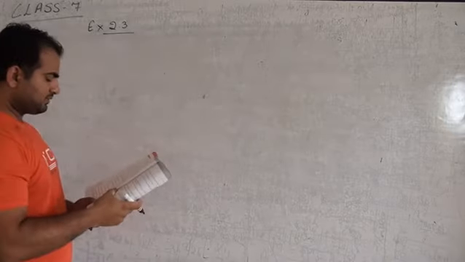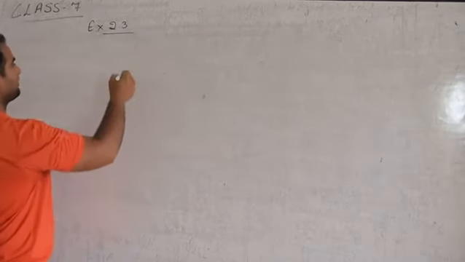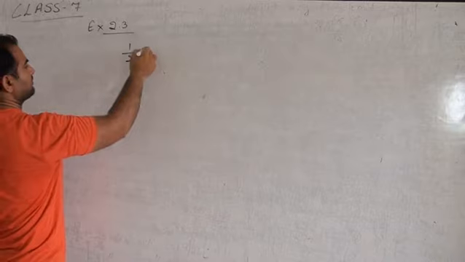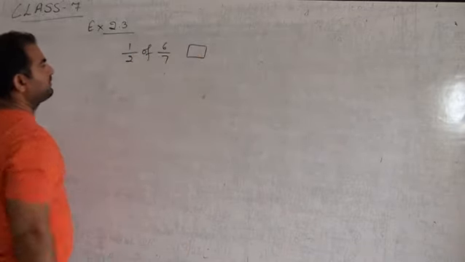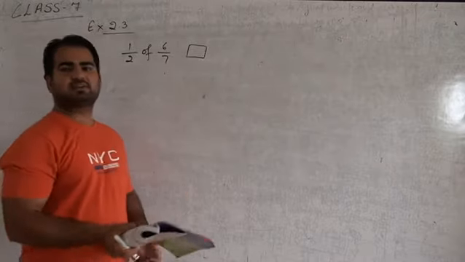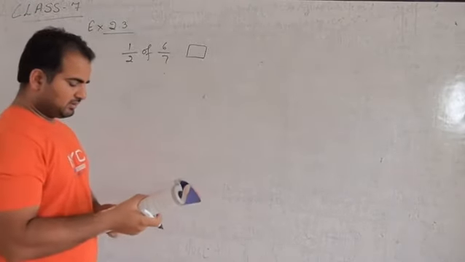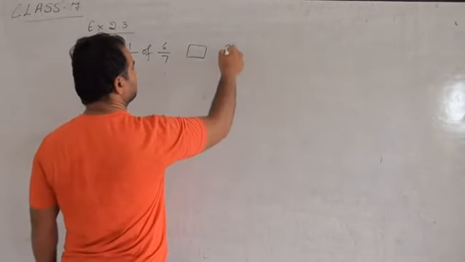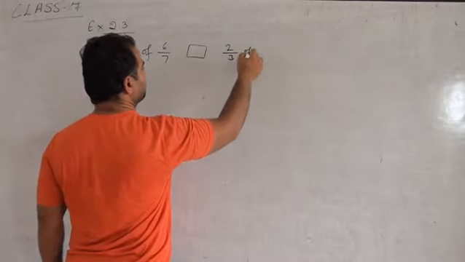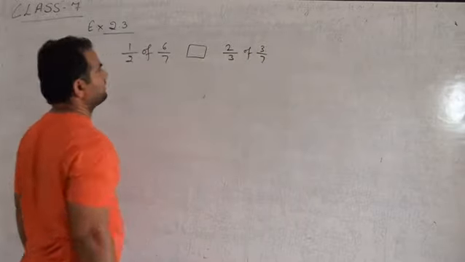Question number 2 is 1 by 2 of 6 by 7. We have to use an operator: greater than, less than, or equal. And the next is 2 by 3 of 3 by 7.